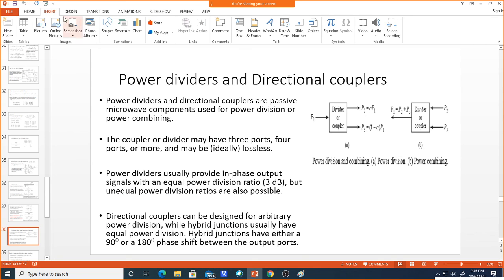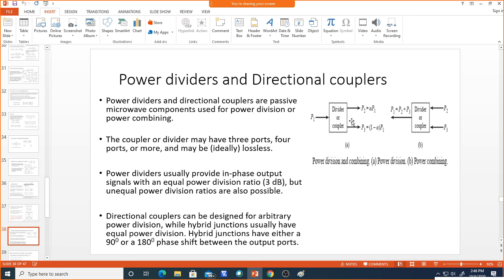Now coming to the power dividers and directional couplers. These are very important passive components that we need to use in microwave circuit design. Somewhere in the circuit we need to divide the power between two circuit elements, then we use power dividers. These power dividers may give even power division or uneven power division. For example, if I want equal power division, you can see the block diagram here, divider or coupler.